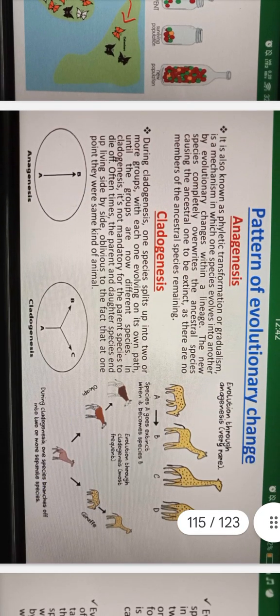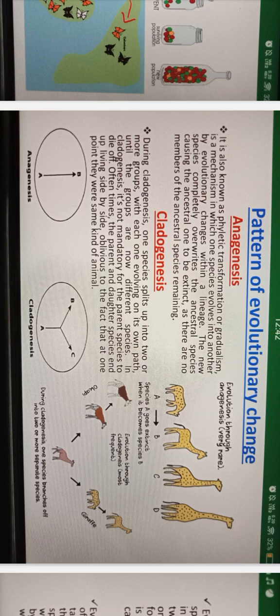Then the pattern of evolutionary change, anagenesis. This is known as phyletic transformation or gradualism. It is a mechanism in which one species evolves into another by evolutionary changes within a lineage. The new species completely overwrites the ancestral species, causing the ancestral one to go extinct, as there are no members of the ancestral species remaining.